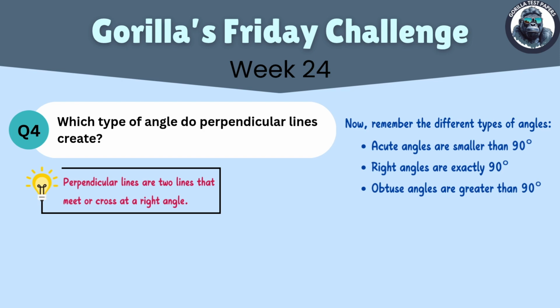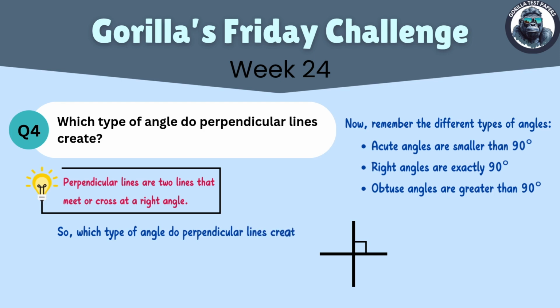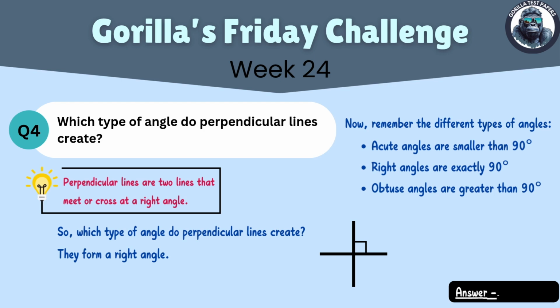Now let's take a look at the visual on the screen showing two lines meeting at a right angle. These are perpendicular lines. So which type of angle do these perpendicular lines create? It's a right angle. So therefore, the answer to this question is a right angle.